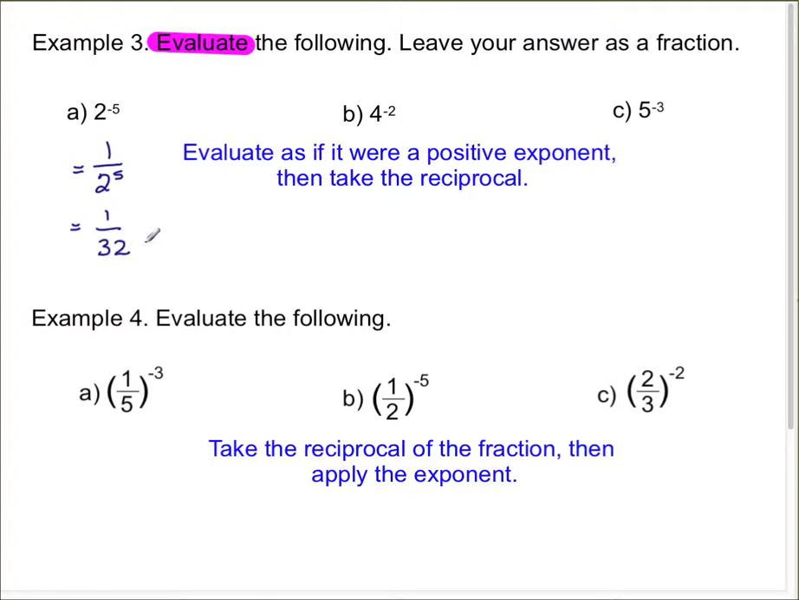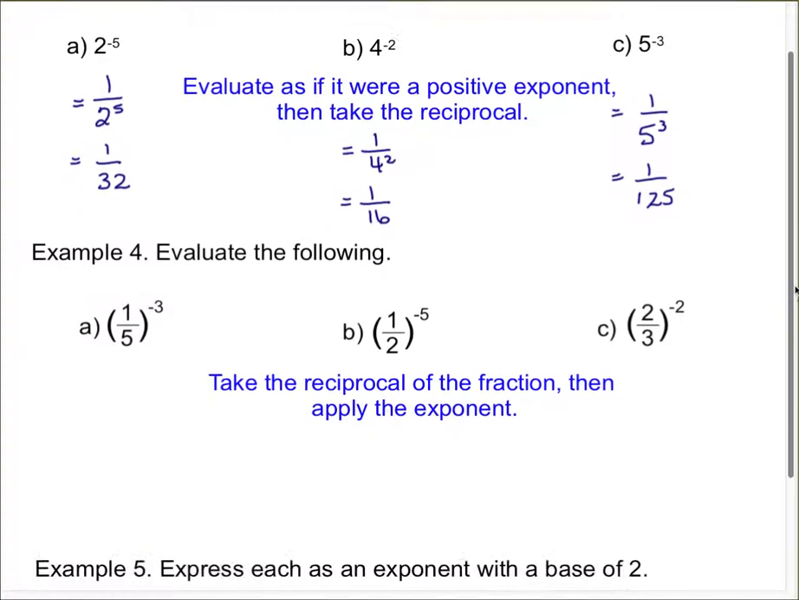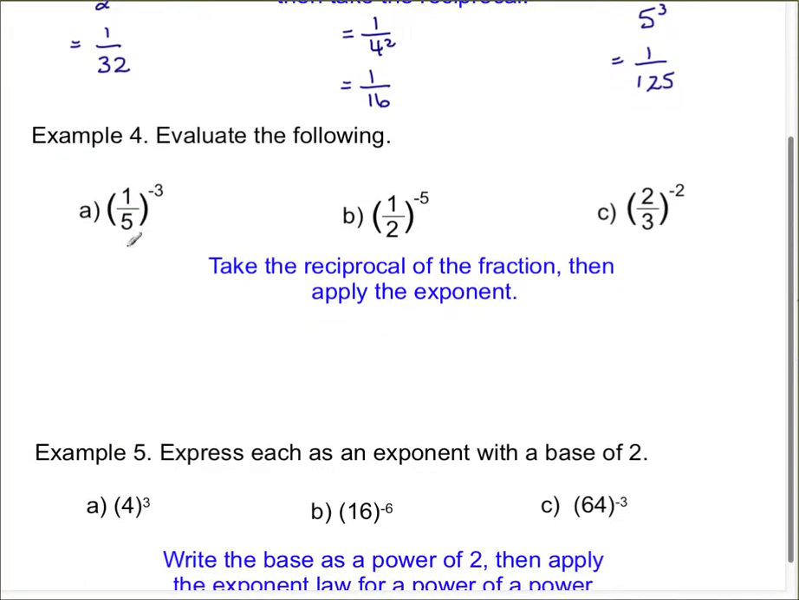We're going to be doing a lot with 2's, so you might want to try and commit some of those to memory. It'll make your life a little easier. This one here we know is 1 over 4 squared. Okay, and then it says evaluate as if it were a positive exponent, then take the reciprocal. We actually took the reciprocal first, and now we're going to evaluate the positive exponent, which 4 squared is 16. And lastly, 5 to the negative 3 is going to give me 1 over 5 to the positive 3, and 5 cubed is 125. So this is 1 over 125.